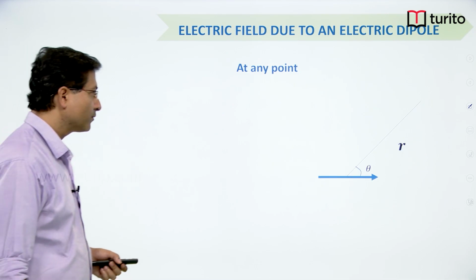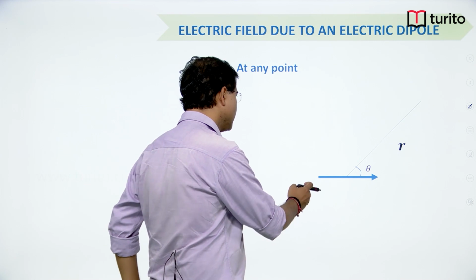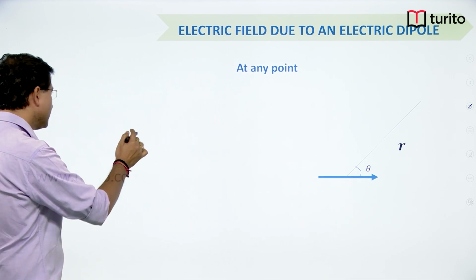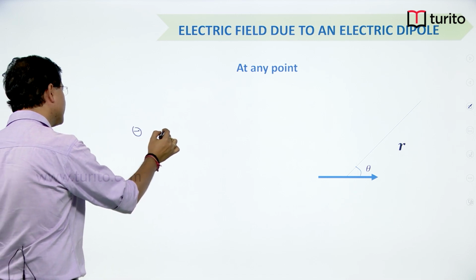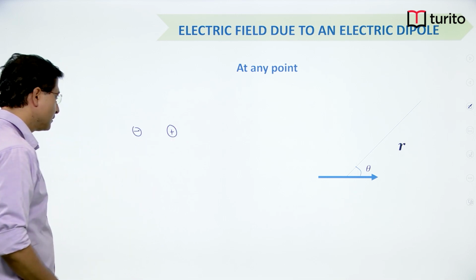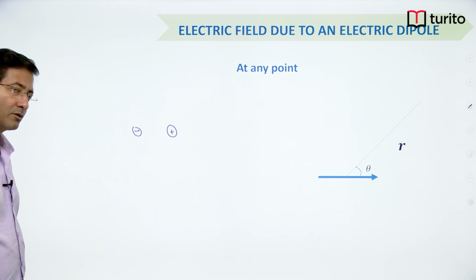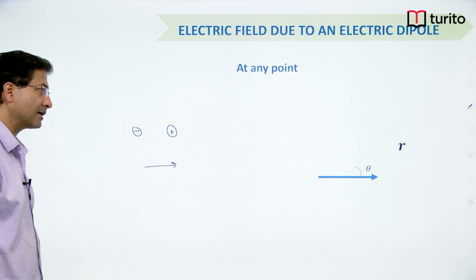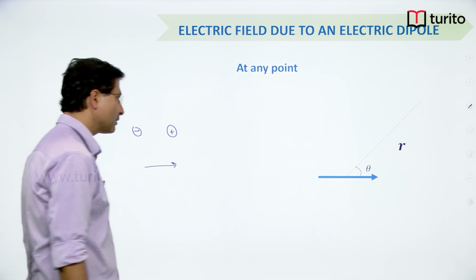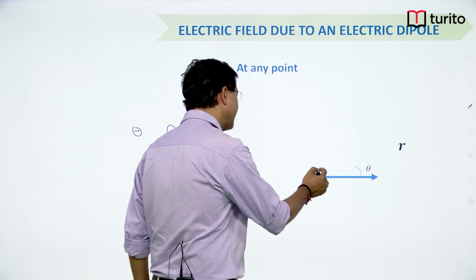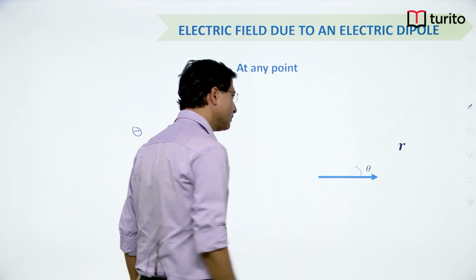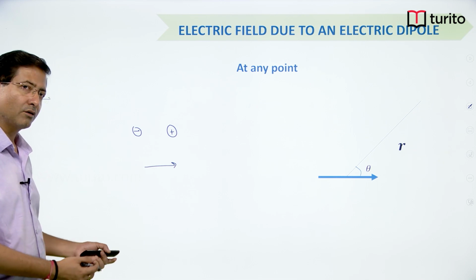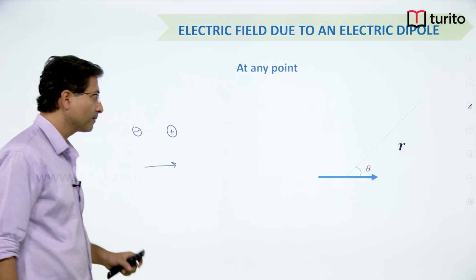So at any general point, so this is the dipole, instead of representing dipole this way, I can also represent dipole this way, where the arrow represents the direction of dipole moment. So this is nothing but dipole, where here we have negative charge and here we have positive charge, right. So this is one of the ways of expressing it.